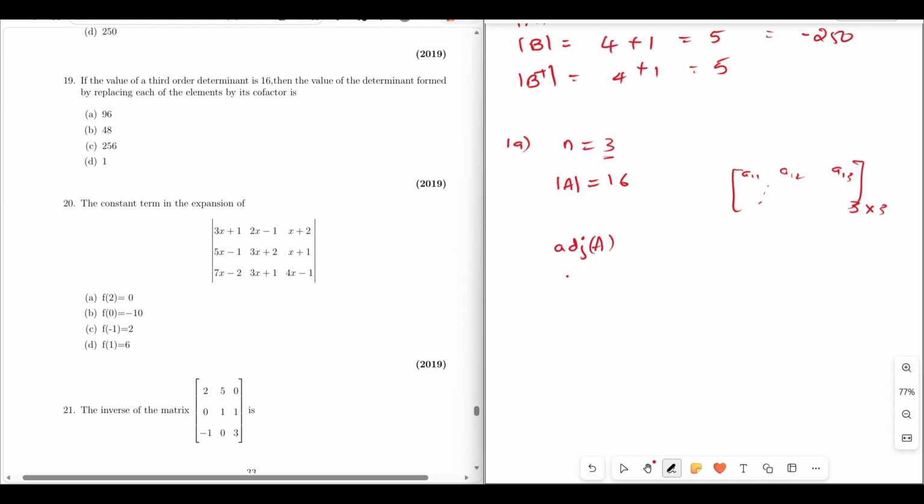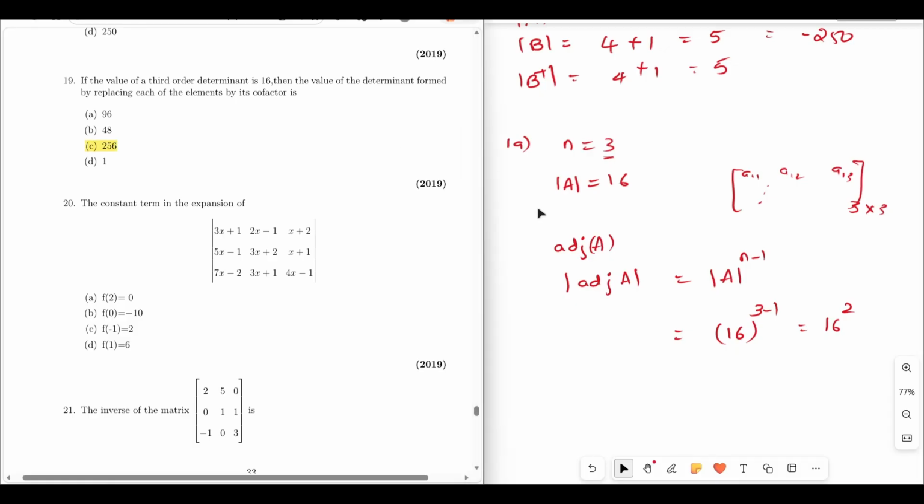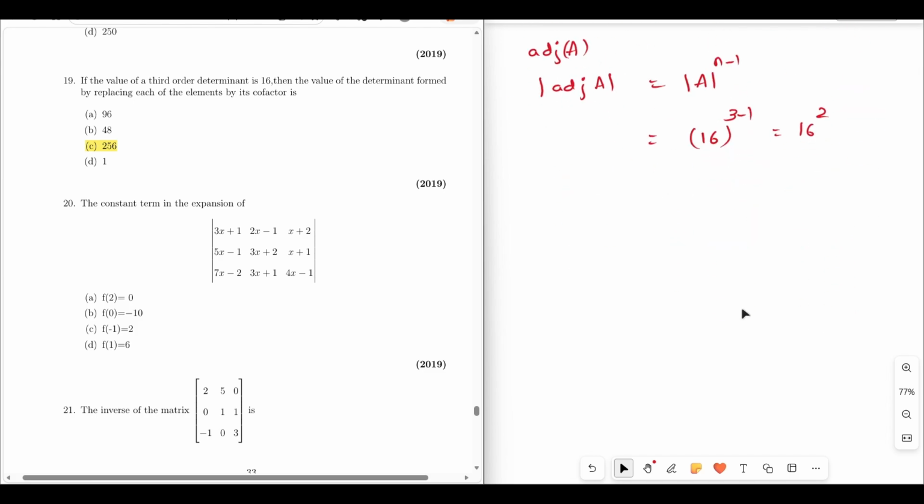Now they are asking you to find out what is the determinant of adjoint A. We know that determinant of adjoint A is equal to determinant A power n minus 1. So determinant A is given as 16 and n order is 3. So 3 minus 1, which is equal to 16 square. So 16 square obviously 256, then which is the right option? Option C is the correct answer. They have just told that you are replacing each and every element by its cofactors. If you replace that, what do we obtain? We obtain adjoint A. So this is how you can easily solve this question.